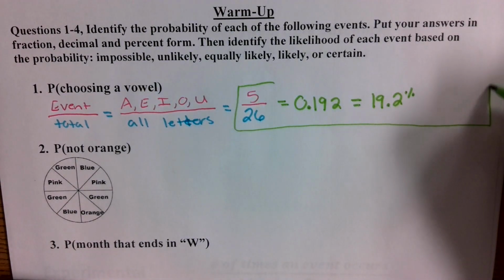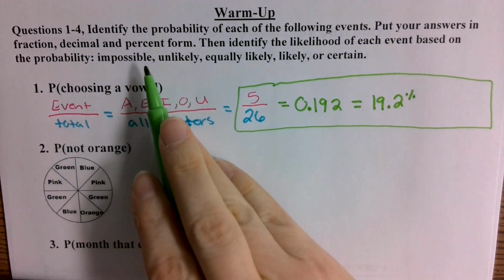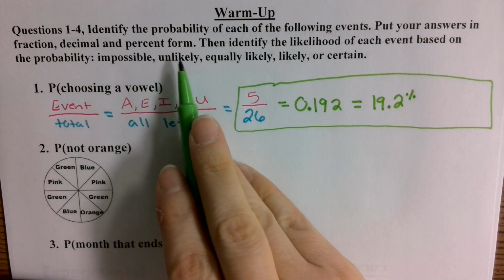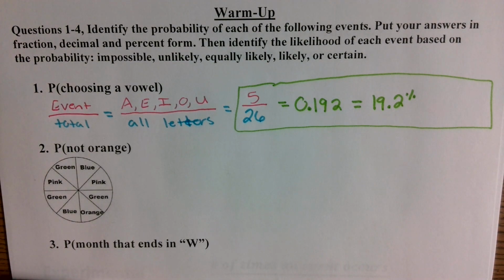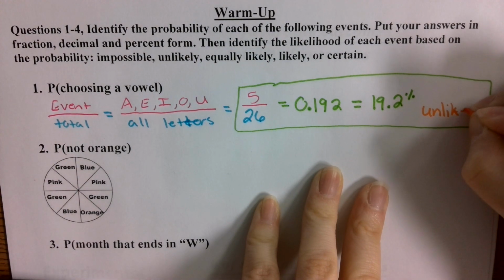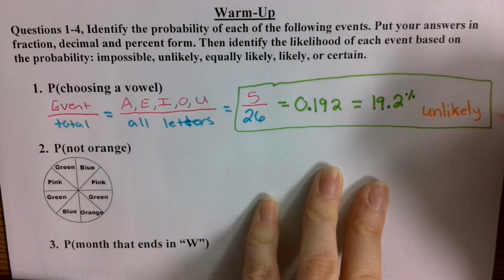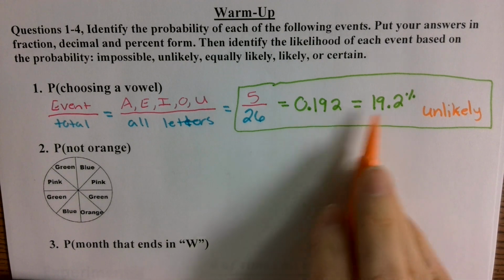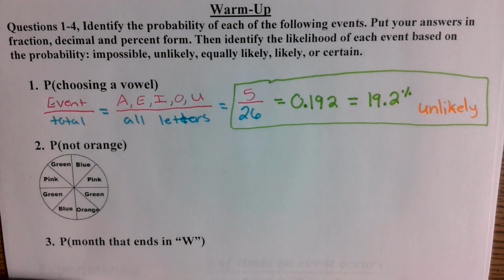Now what's our likelihood statement? Is this impossible? Does it have 0% chance of happening? No. Is it unlikely? Yes. This is an unlikely event, because it is greater than 0, but it is less than half. So it is unlikely to occur. There's your fraction, decimal, percent, and your likelihood statement.